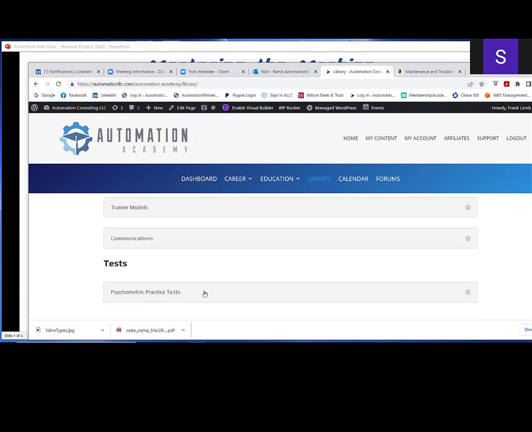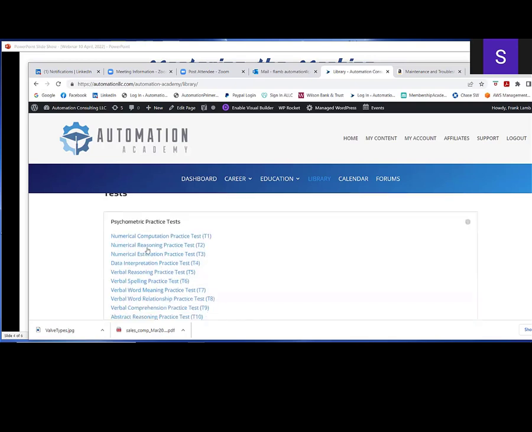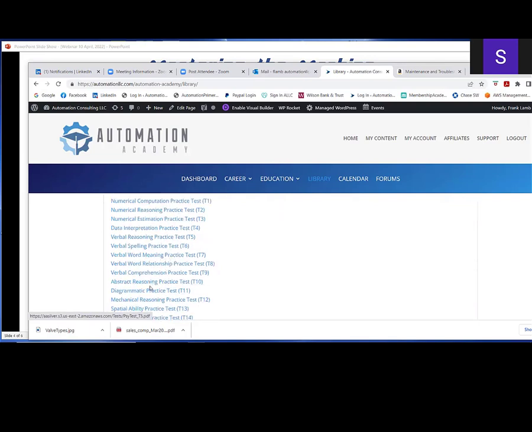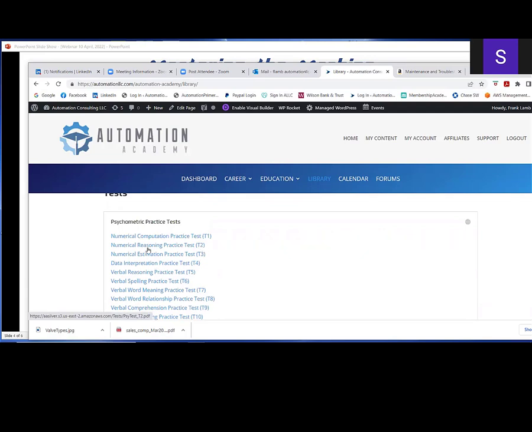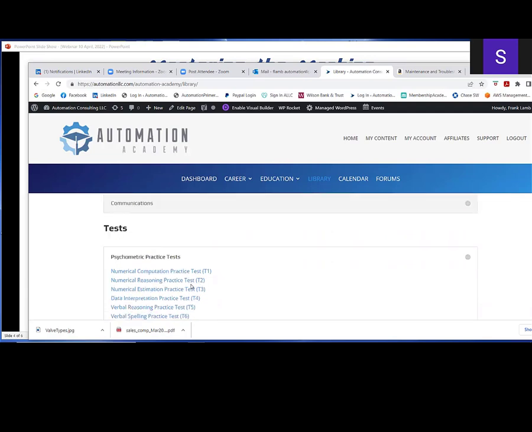Some psychometric practice tests. This is for people that evaluate employees, right? They go and they say, do you have the aptitude for mechanical maintenance? Do you have the aptitude for electrical design, that kind of thing? So I put those on there because I got a hold of some of them. I don't remember how many there are, but numerical computation, verbal word meaning practice tests, all in English, of course. Mechanical reasoning practice, right? So if you are going to evaluate somebody for their aptitude, this is where you would start. You can actually download these tests.